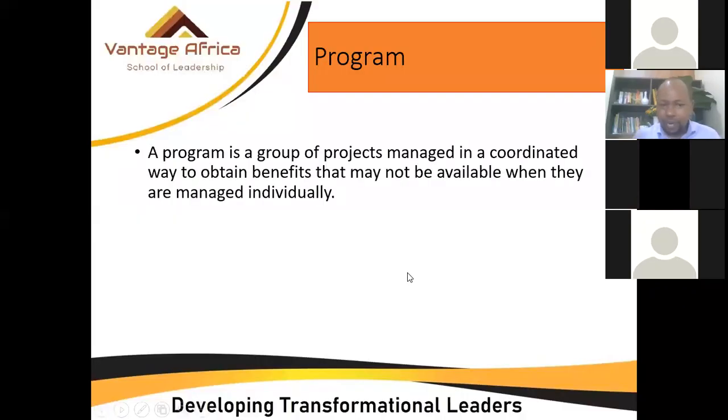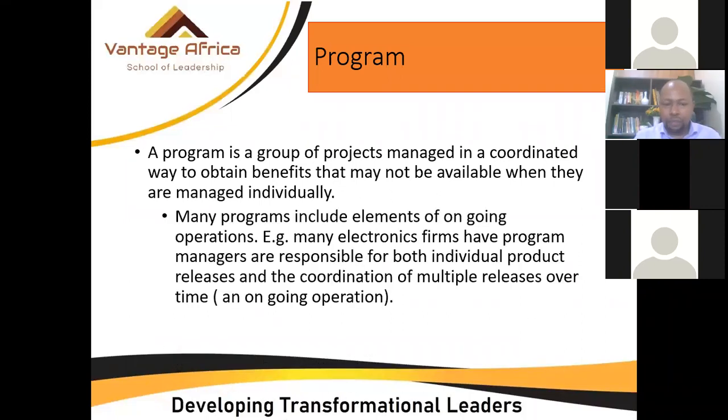So now a program, like most of you have said, is a group of projects managed in a coordinated way to obtain benefits that may not be available when they are managed individually. So there are projects that may not be able to achieve some benefits if they are managed individually. But if you bring them together and you manage them as a group, you're able to achieve objectives. That is what is called a program.